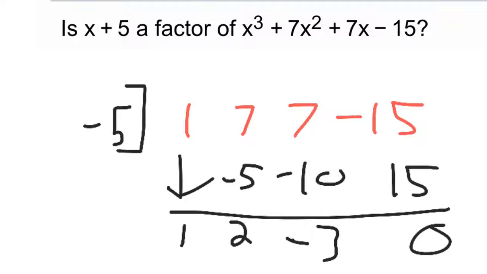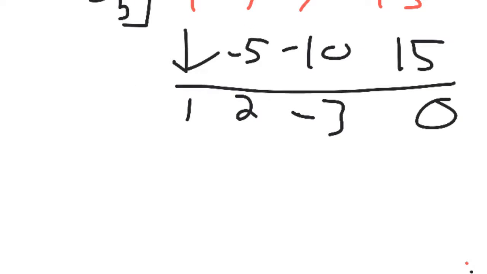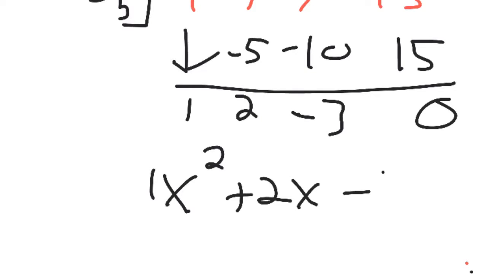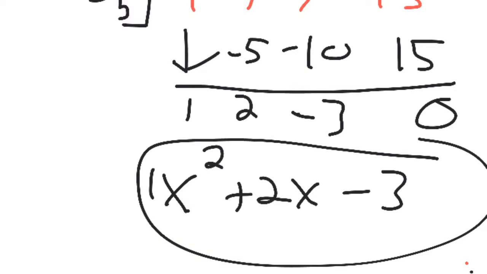I mean, and if they wanted to know what the polynomial looked like after you divide it, I started with x to the third, so we're going to say 1x to the second plus 2x minus 3. That's the quotient after you divide those two numbers.